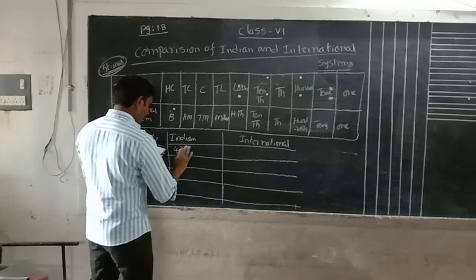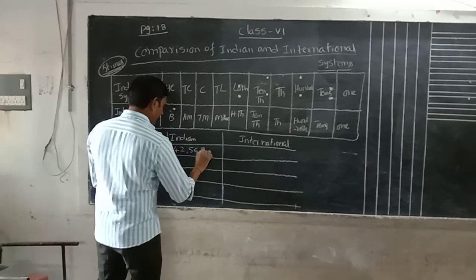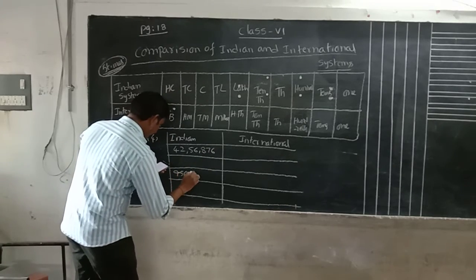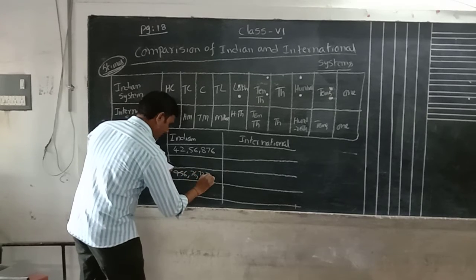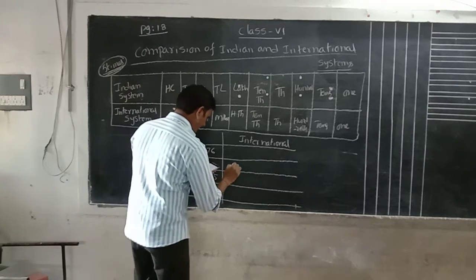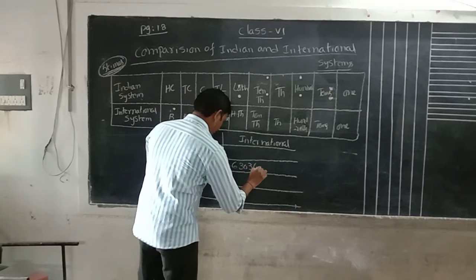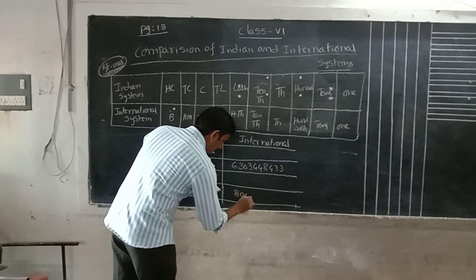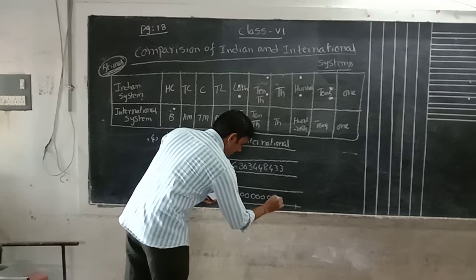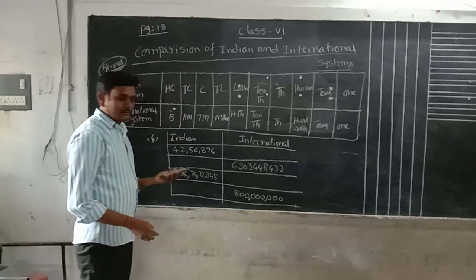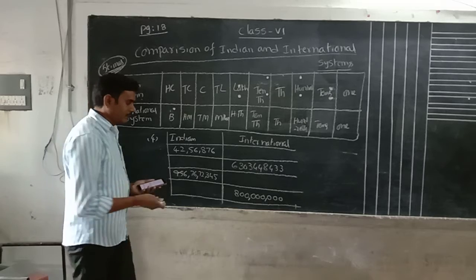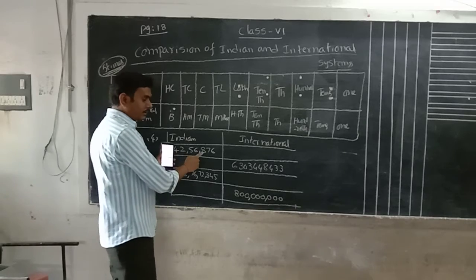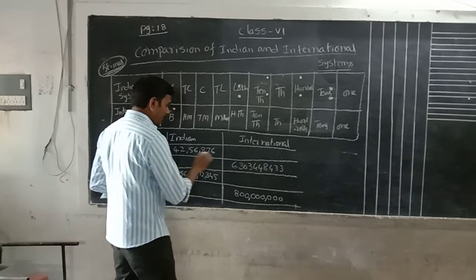The numbers given are 4 2 5 6 8 7 6 9 5 6, 7 6 7 2 3 4 5, 6 3 0 3 4 4 8 4 3 3, and 8 0 0 0 0 0 0 3. We have to just separate them with commas. Actually, these numbers are not given with commas, no problem. The Indian system number is given to you; copy it into the international system.